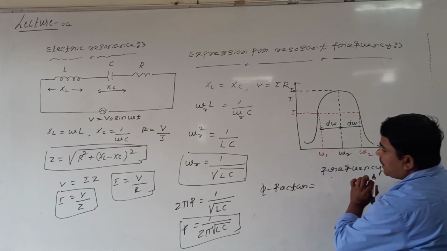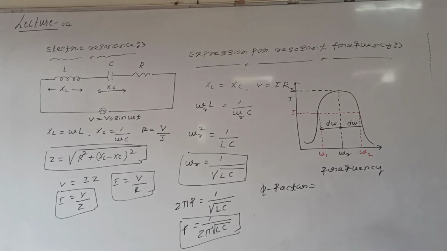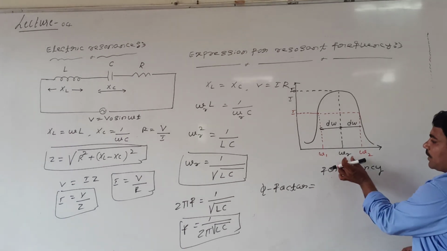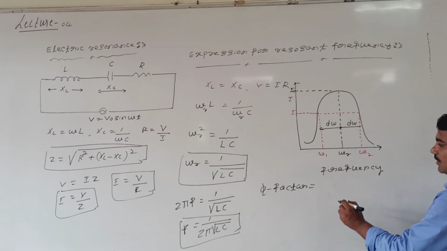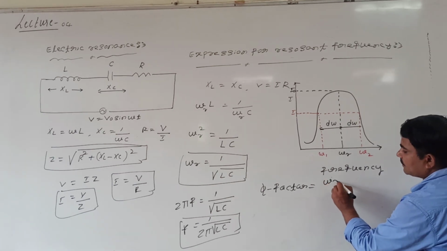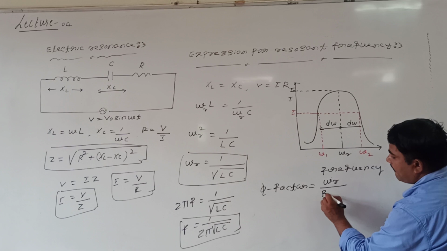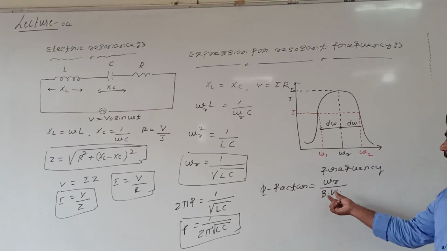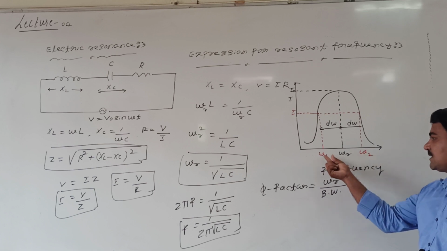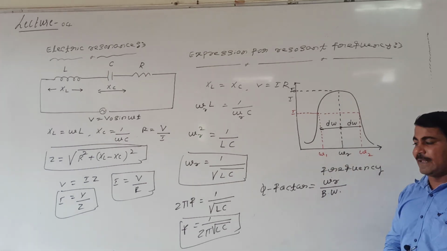See here. The Q factor of an LCR circuit I can define as the ratio of resonant frequency to bandwidth. How to define? The resonant frequency divided by bandwidth represents the Q factor of the LCR circuit. Bandwidth means the difference in frequency, say omega 1 and omega 2. That we are calling bandwidth.